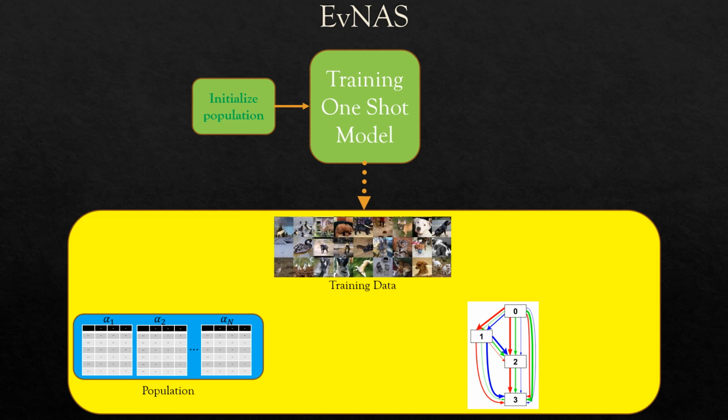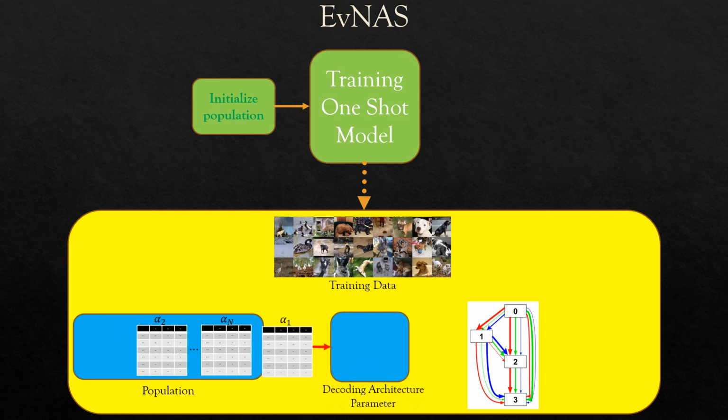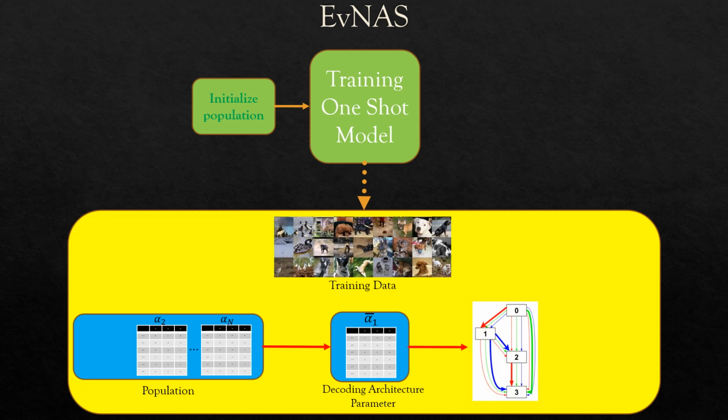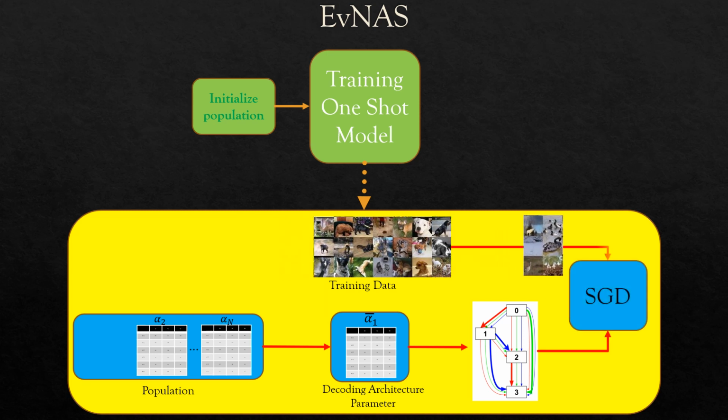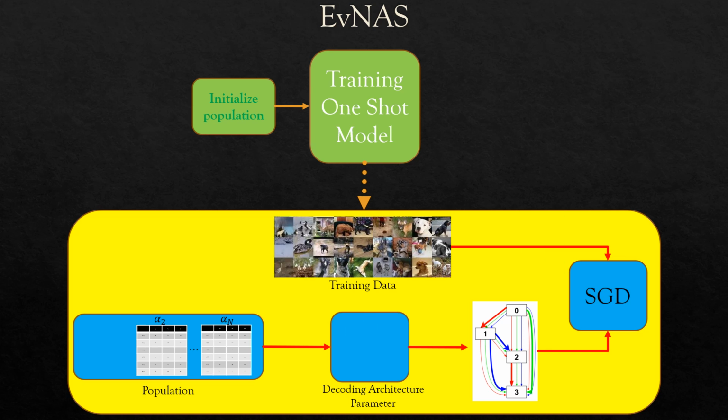First, we convert the architecture alpha 1 to its corresponding decoding architecture parameter alpha bar 1. Then we copy it to the one-shot model. This is basically a process of selecting the architecture alpha 1 in the one-shot model. Then, the stochastic gradient descent optimizes the one-shot model using the first batch of the training data. Then we repeat it again for the next training batch.